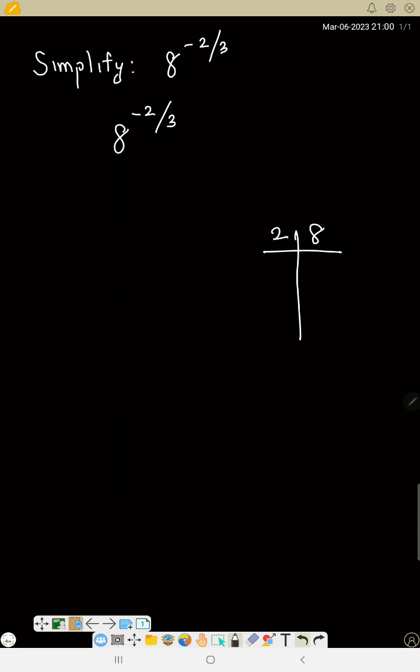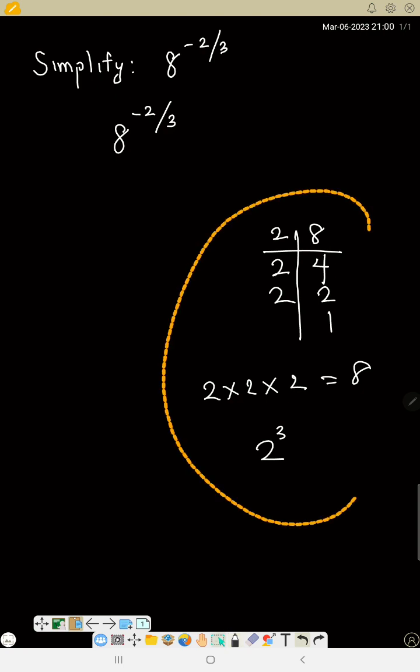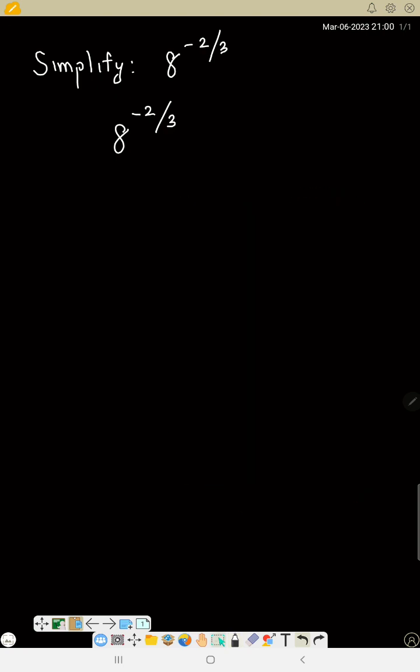What can go in 8? 2. So 2 in 8, 4. 2 again. I said always start with the lowest number so that you can achieve the index form. 2 in 4, 2. 2 again. 2 in 2, 1. So that means we have 2 times 2 times 2, which is 8. So that is 2 in 3 places. That means 8 is 2 raised to power 3. So if you don't know the index form, be using that format, you will get the index form. So 8 is 2 raised to power 3.